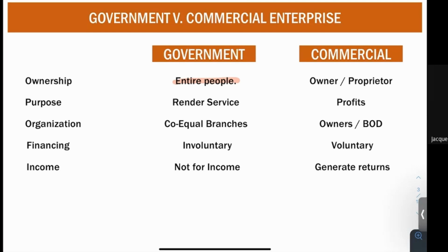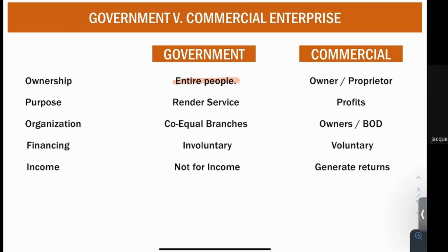How about in commercial? In commercial, the owner of a commercial enterprise is, of course, the owner or proprietor or the investor or the stockholder, whichever term we call it. So whoever owns the business or commercial enterprise, that is the owner.